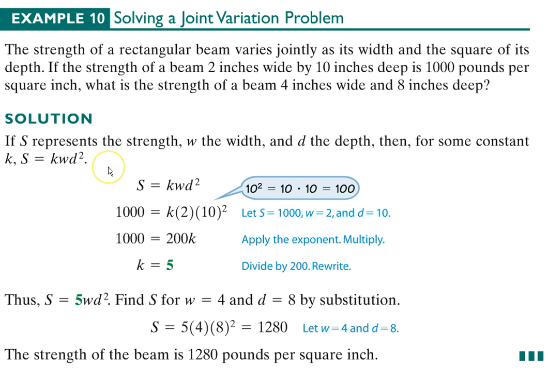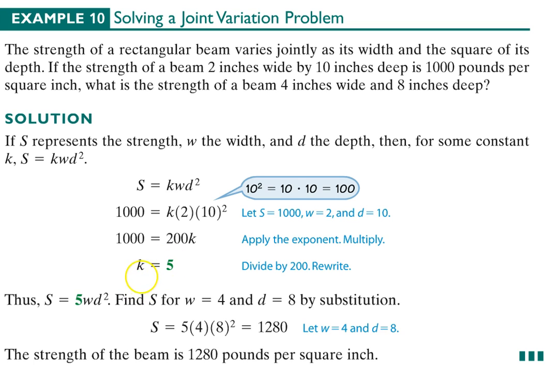Well, again, it's a compound joint variation. So S is what we're looking for, is strength. We don't know what K is. We know the width, and we know the depth squared. We plug that in, and we find that K is 5. Take a moment, pause to write these values down.